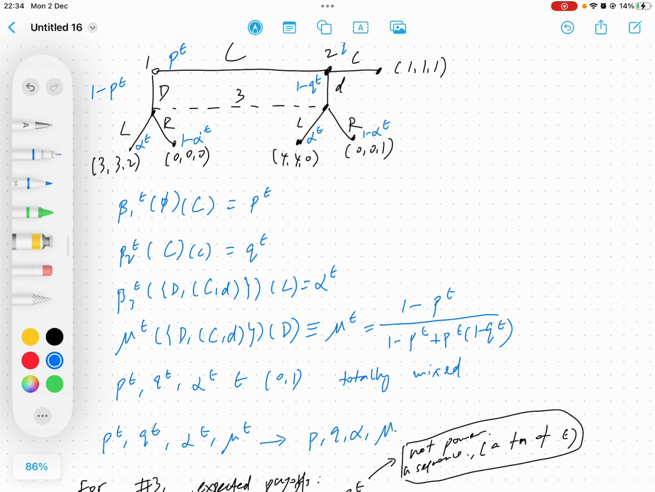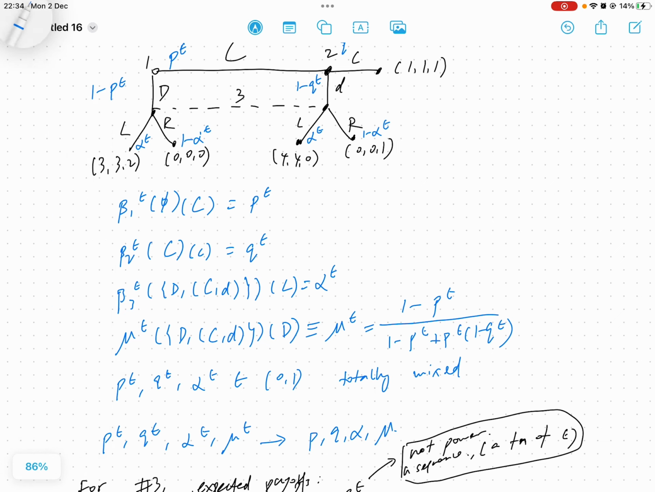Okay, so those epsilons are not the powers of those p's or those probabilities. Those are just some functions of epsilon. Later we'll construct those functions to satisfy the consistency requirement. For now we will just use those letters to denote the different probabilities. So here we have those notations.